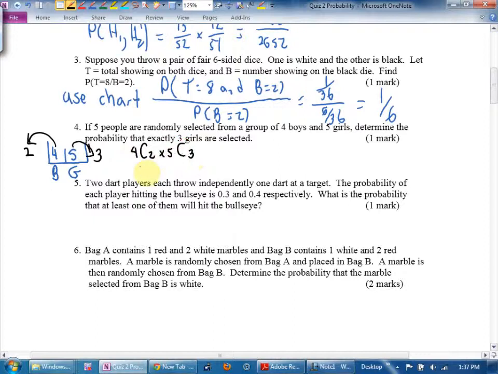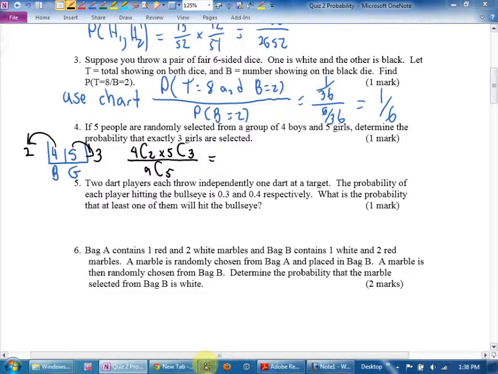Now that's the number of ways to pick 3 girls. To make it a probability, divide by the number of ways to pick 5 people. Oh yeah, 9 choose 5. I got my built-in error check there: first plus first equals first, last plus last equals last. Okay, now I have to go to my calculator.